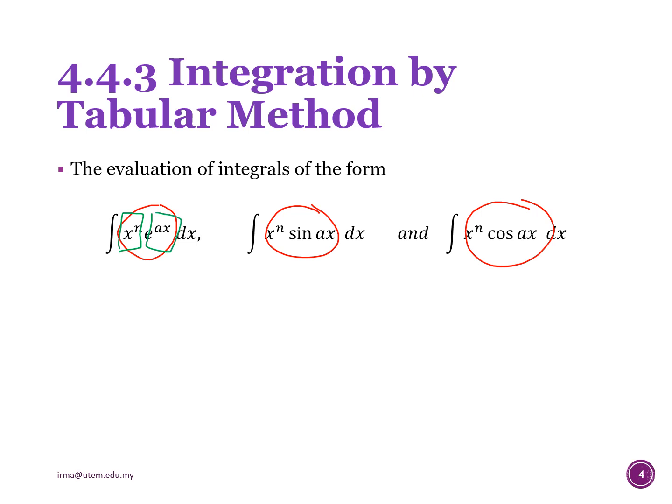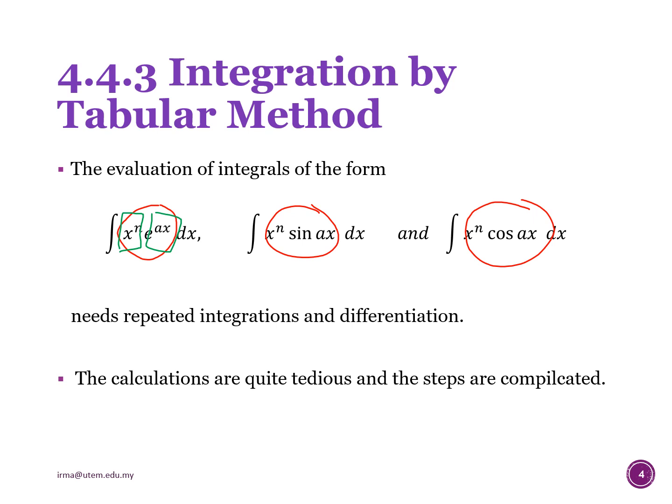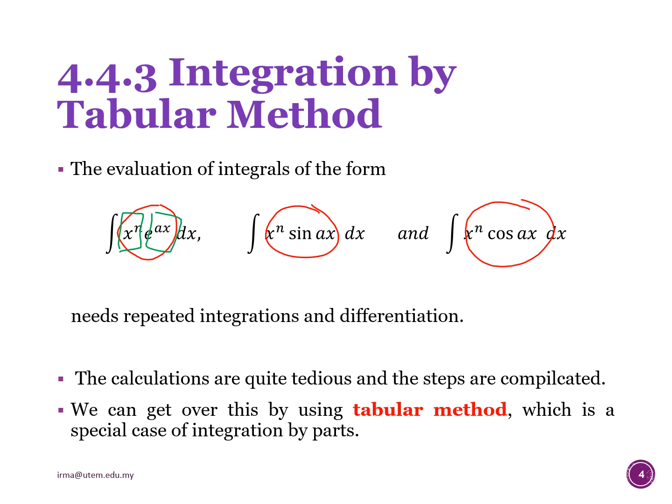For this kind of integral, you can use integration by parts, but it needs repeated integration and differentiation, which means not only the first round of integration by parts, but you need to repeat it, especially when n is greater than 1. So the calculations are quite tedious and the steps are complicated. We can get over this by using the tabular method, which is a special case of integration by parts.